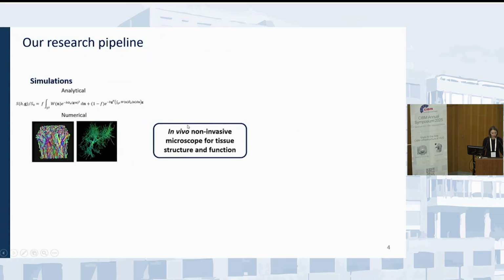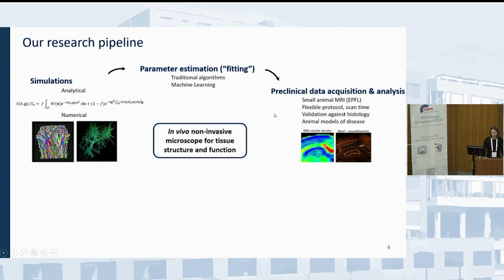And so in this research, we have to walk through a certain number of steps and pipelines. So we start off with simulations, be they analytical or numerical. Then we spend some effort in the parameter estimation or so-called fitting that can be done with traditional algorithms or machine learning. And then, of course, when you implement something experimentally for the first time, it's very convenient to do it on preclinical scanners because you have a lot of flexibility there in terms of the protocol you can set up or the scan time. You can do some validation against histology. And of course, there are animal models of disease that are very interesting.